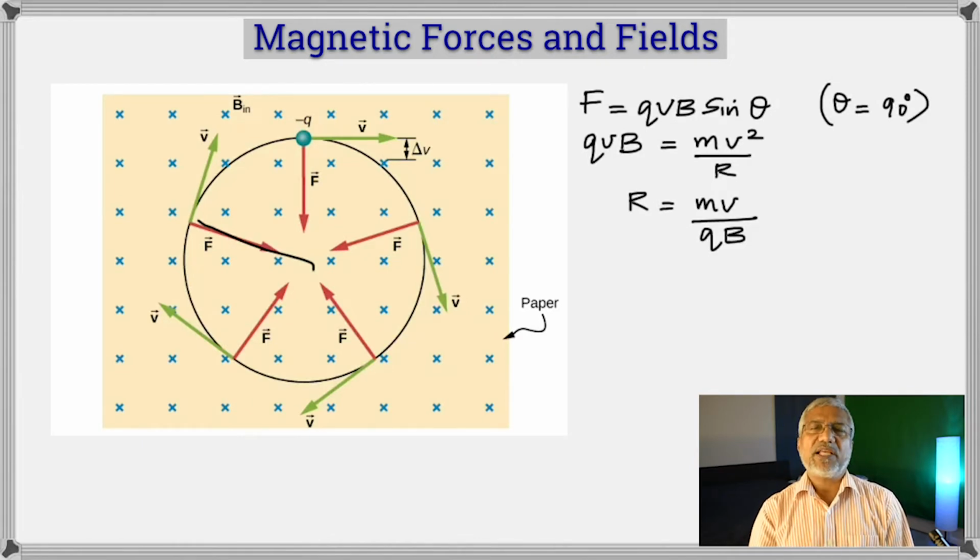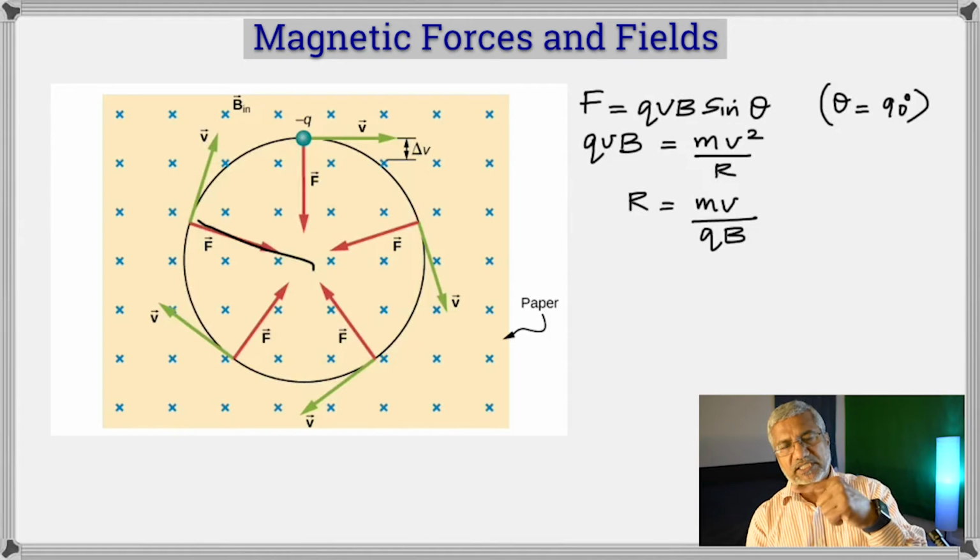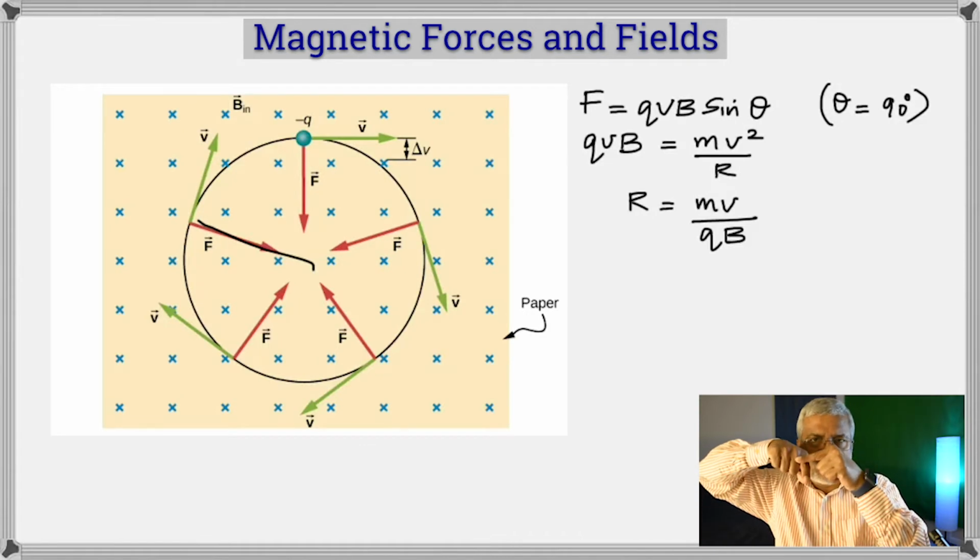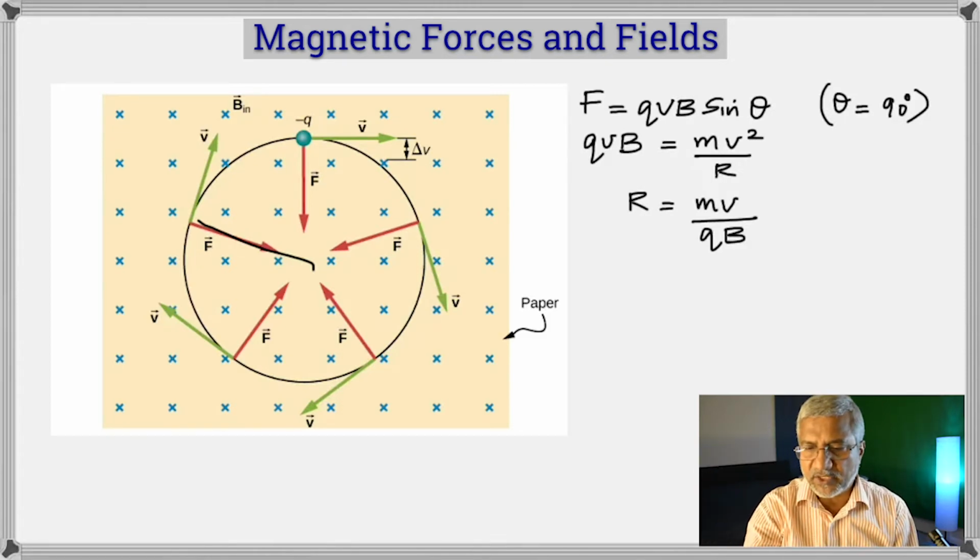What is theta? Theta is the angle between the velocity and the magnetic field. Remember, the electron was coming in the plane of the screen, and the magnetic field was perpendicular to the plane. So the angle between velocity and magnetic field is 90. Sine 90 is 1. That's why that's missing. So now we have QVB is mv squared by r. If you rearrange that, you get a formula for the radius.